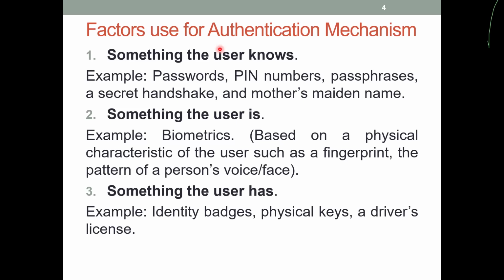The third one, something the user has. Something the user has in the sense that sometimes we are using some token keys, sometimes we are using another device. So for two-factor authentication, we are using another mobile phone. They will send a code, then we need to enter the codes. Sometimes we are using some RFID tags to access particular systems. These things we can call something the user has. They need to keep that equipment or those devices with them.